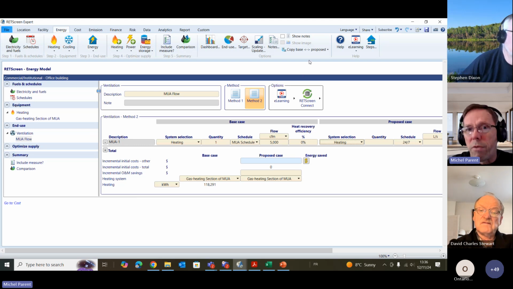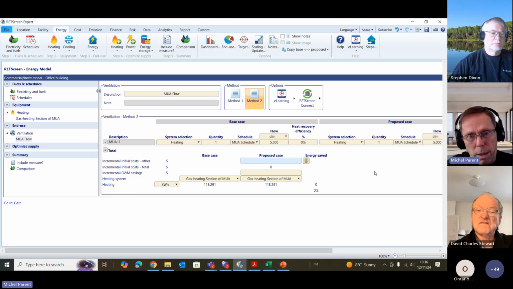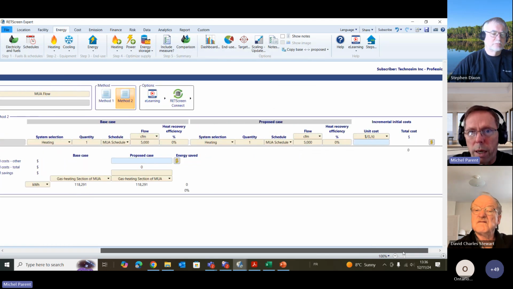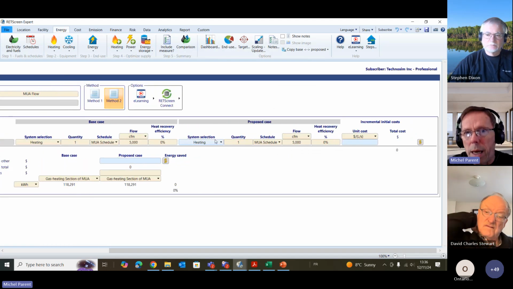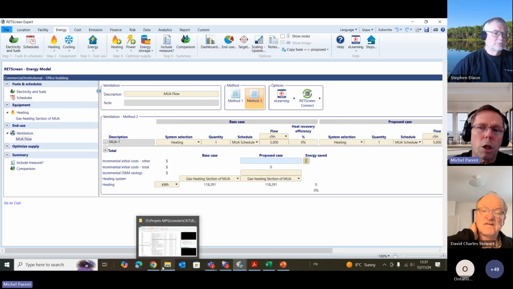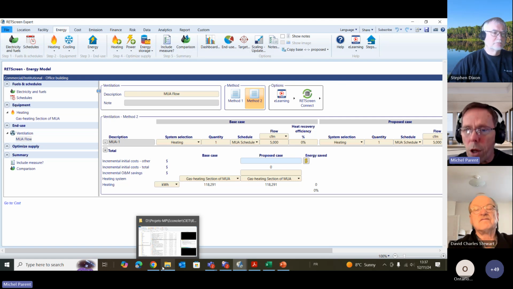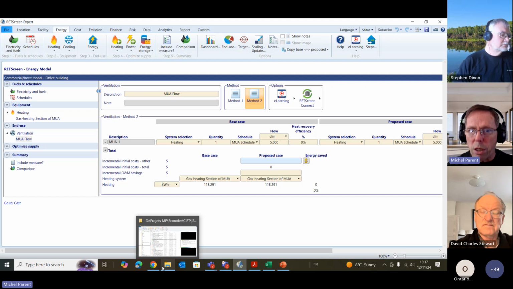Now I'm going to do what Stephen said, where I'm going to go at the top in the options and go copy base to proposed. And now you see that you make no mistakes. You don't forget anything. Everything has been put together identically in the proposed and reference case. I'm not going to change the effectiveness or the heat recovery right now because I want to finish defining the system. Then we're going to go to the proposed case and change it. So right now, that's what we have.